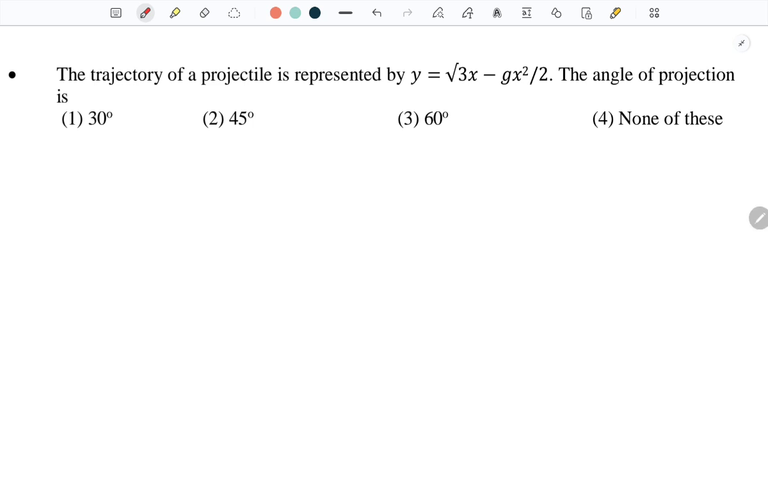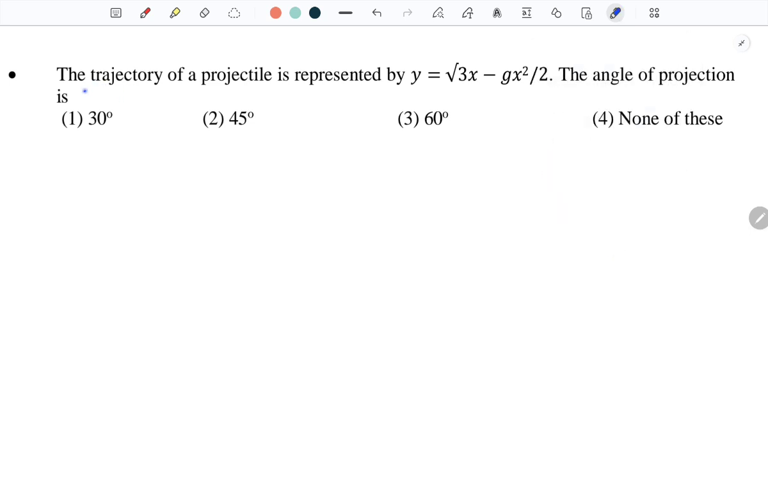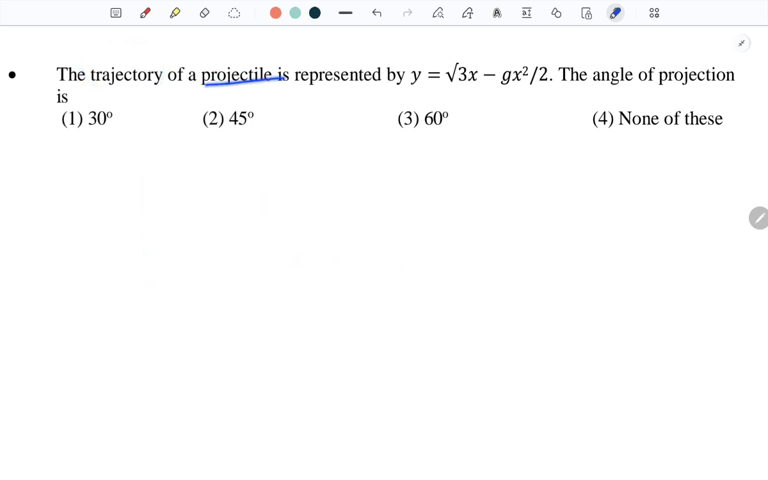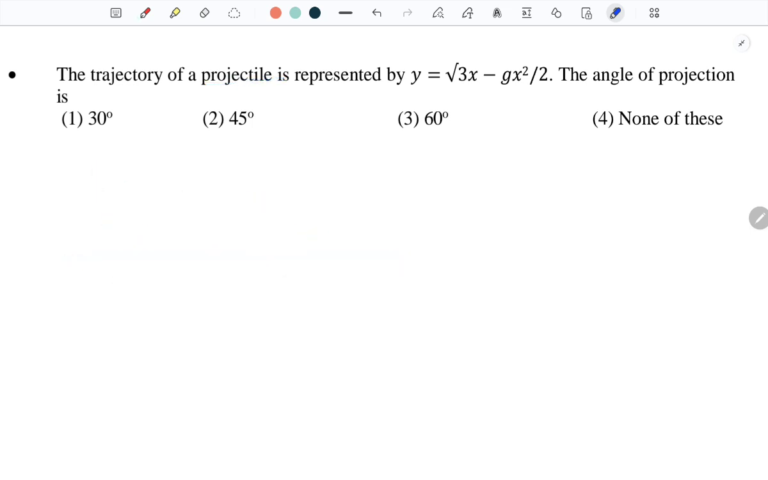The trajectory of a projectile is represented by, before moving forward, let me make you understand a few very important words. Trajectory of a projectile: a projectile is something that is thrown at some angle, and trajectory is its path. The path of a projectile is called trajectory. This whole motion is called projectile motion. Okay, I hope this is clear.